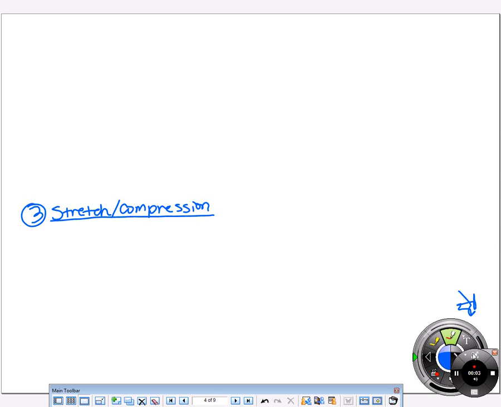The last type of transformation you have to record on your sheet is the most complicated one, which is why it got left till today. So stretches and compressions are the last thing. You should write it maybe right here.